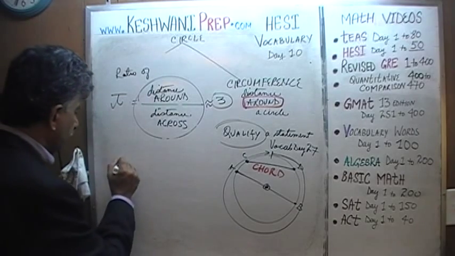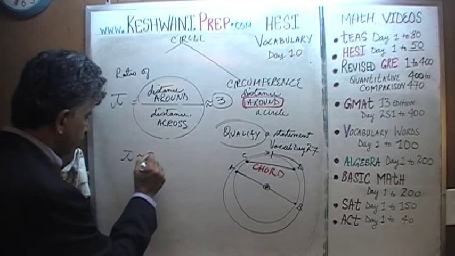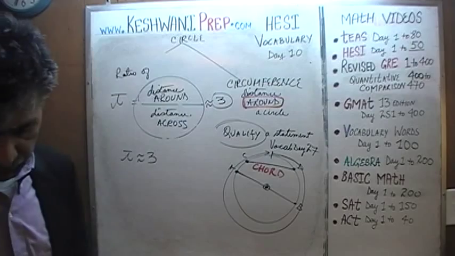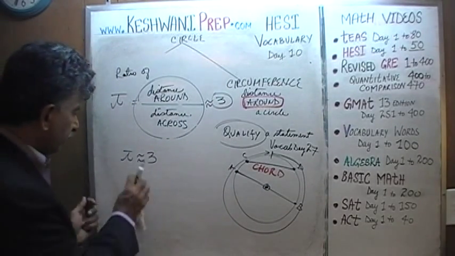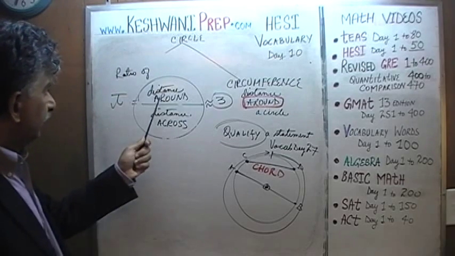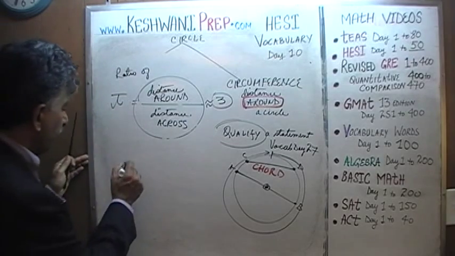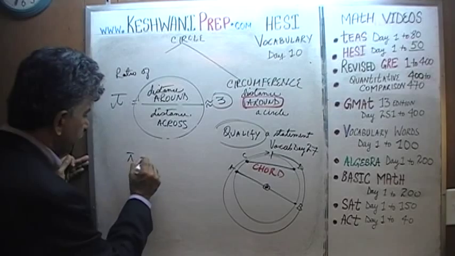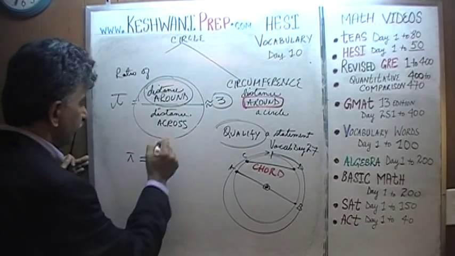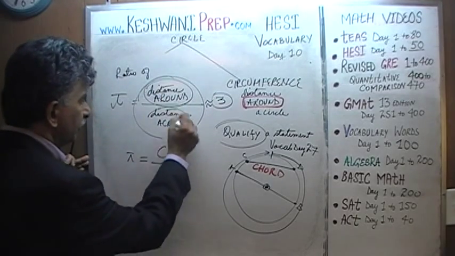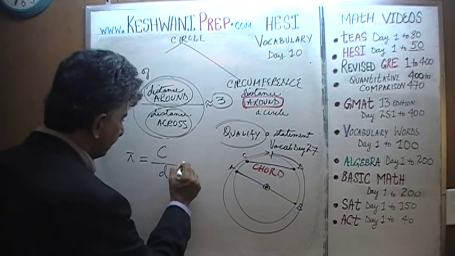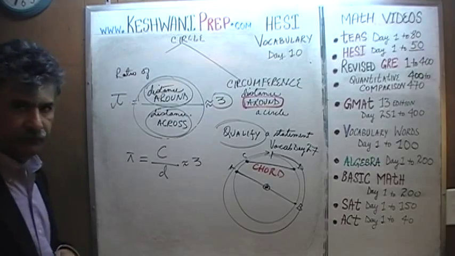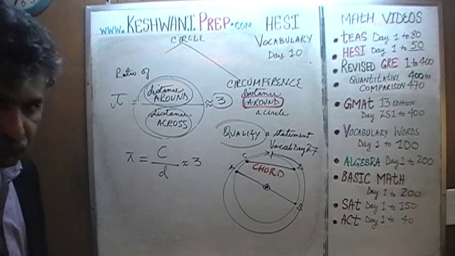And pi, as you know, is approximately 3. But the point we're trying to make is this. This ratio is fixed, which means pi equals the distance around the circle, which is the circumference, to the distance across the circle, which is the diameter. And what we're saying is that this is approximately 3. Now watch what happens.